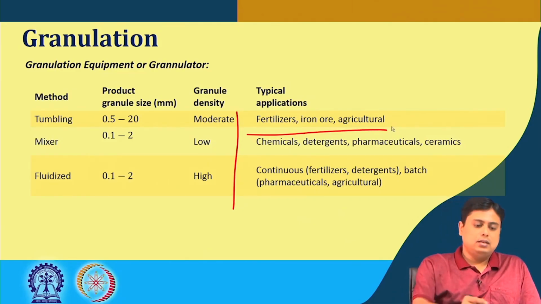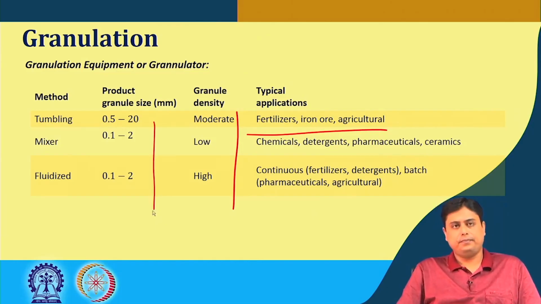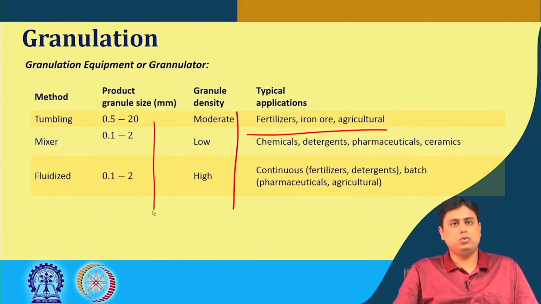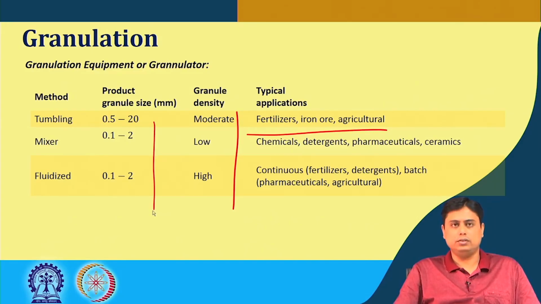The product granule size is also listed here. For the tumbling granulator, the product granule size is typically from 0.5 millimeter to 20 millimeter. Fluidized bed and mixer granulators typically result in 0.1 to 2 millimeter size granules.